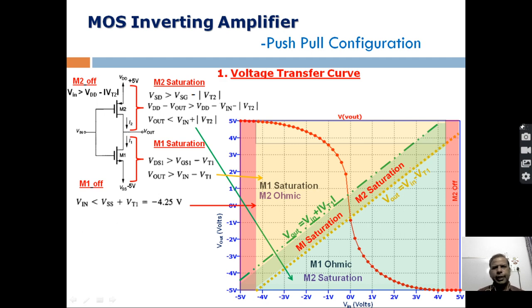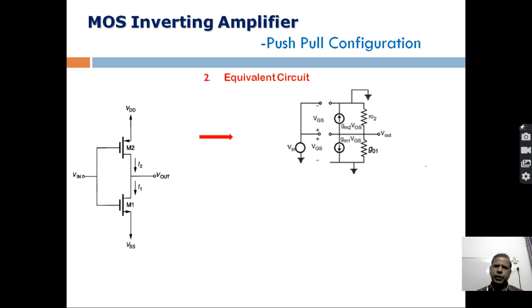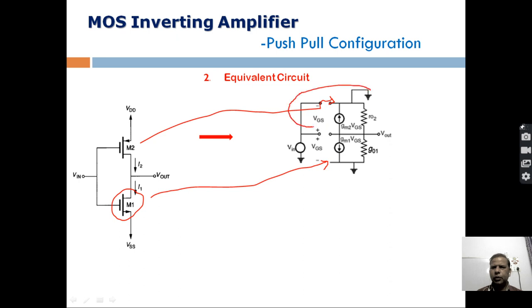So now we move to the next step. We are going to discuss now the equivalent circuit. For this equivalent circuit, we draw a figure like this. You see here two amplifying devices, this device and this device. Its equivalent circuit is drawn here, and for this device, its equivalent circuit is here. This is the equivalent circuit for M2, and this is the equivalent circuit for M1, right? So the equivalent circuit of M2 is placed on the equivalent circuit of M1.